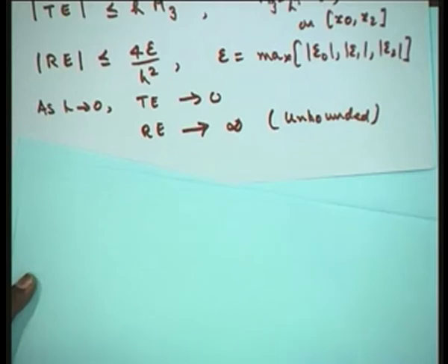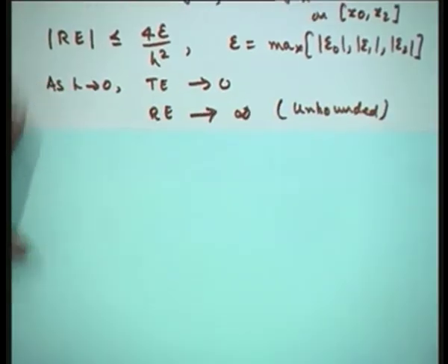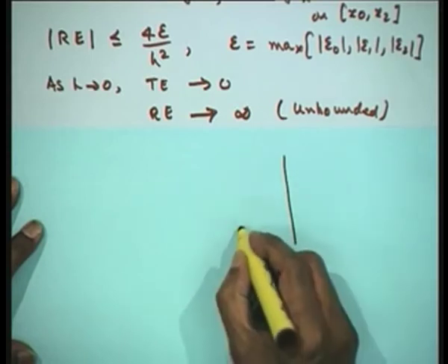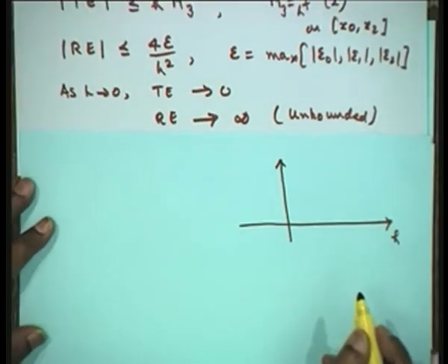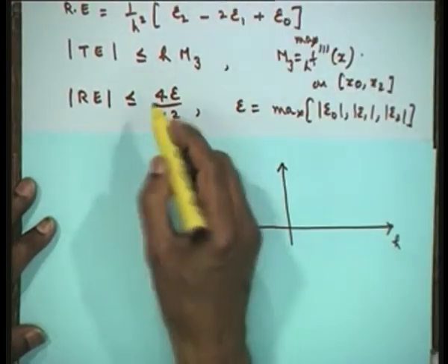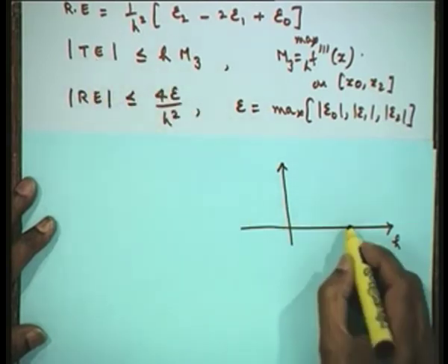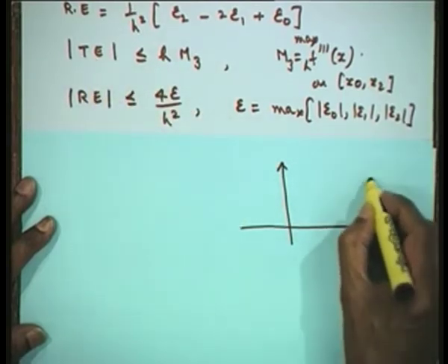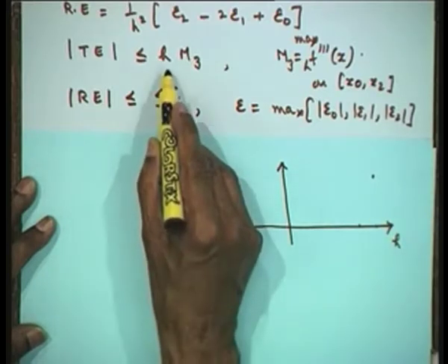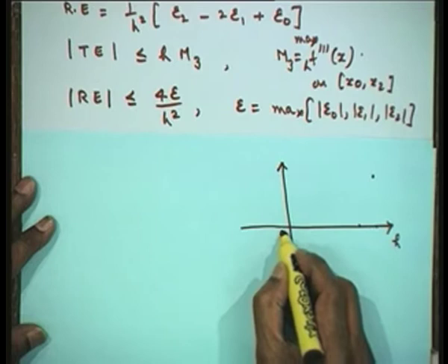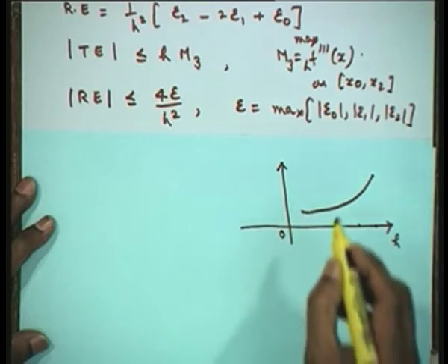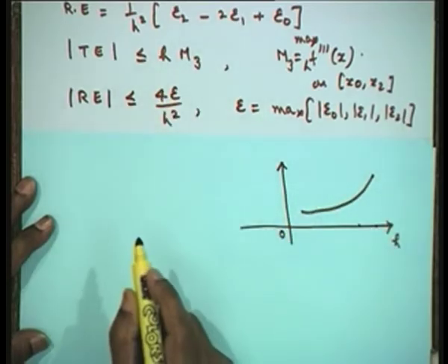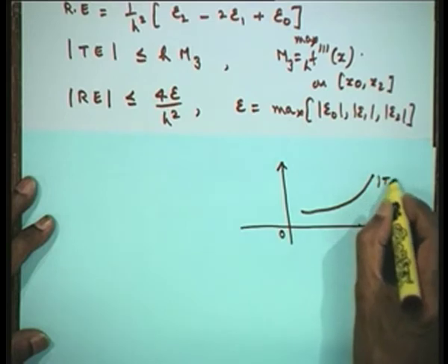Let us try to draw a graph of the round off error and truncation error with respect to the step length h. I will take h along this axis, and on this side I will take either the round off error or the truncation error. If I take the truncation error for a given h, it has got a certain value. Let us suppose I choose a value of h over here and I have a truncation error here. As h goes to 0, that means h comes towards the origin, this truncation error goes to 0. Therefore, the graph of the truncation error will be something like that. It is coming to 0 as h tends to 0.